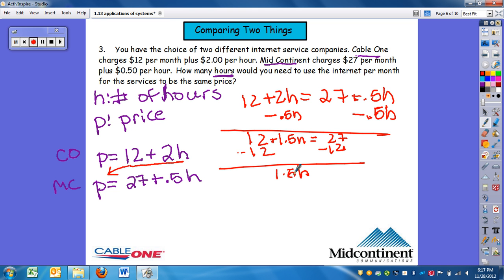1.5H equals 14. Divide by 1.5. Oh, 15. Sorry, there's a mistake there. I caught that. Alright, so 15. So 15 divided by 1.5, H comes out to be 10.